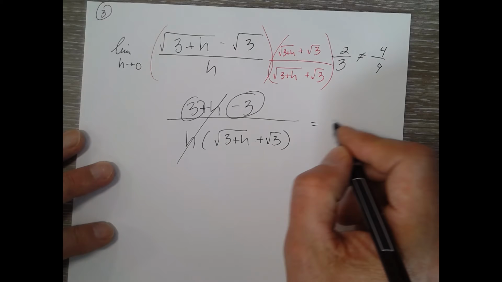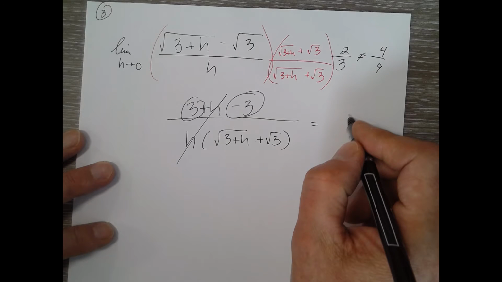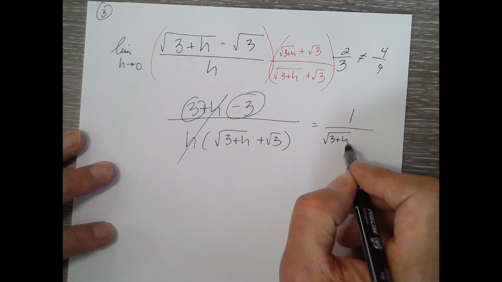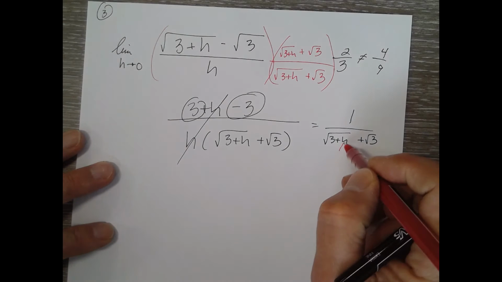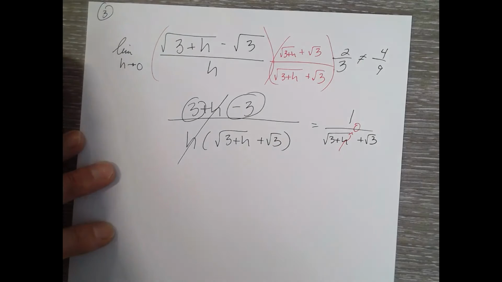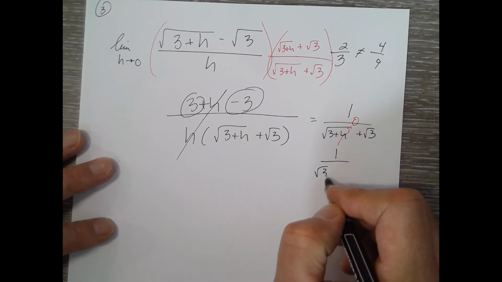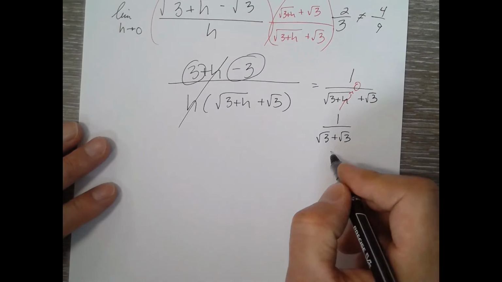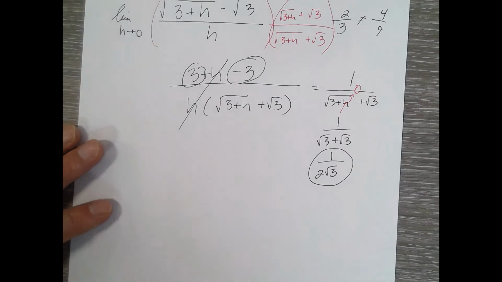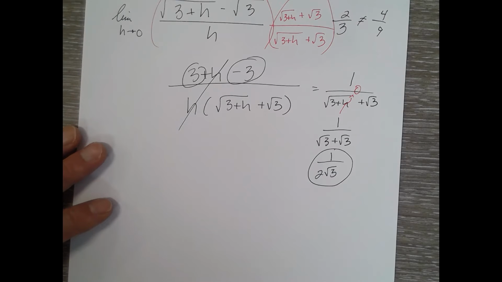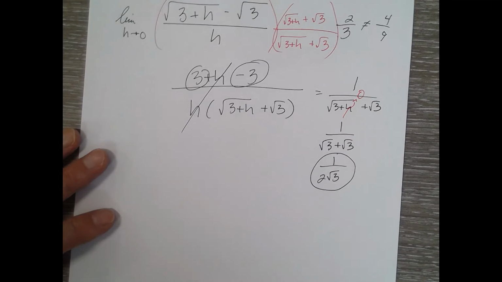1 on top. I have 1 on top, and I have the square root of 3 plus h plus the square root of 3. And one more thing to do. We have to send h to 0. So I have 1 over square root of 3 plus the square root of 3, which is 2 square roots of 3. How many got that? Alright, not that many yet.